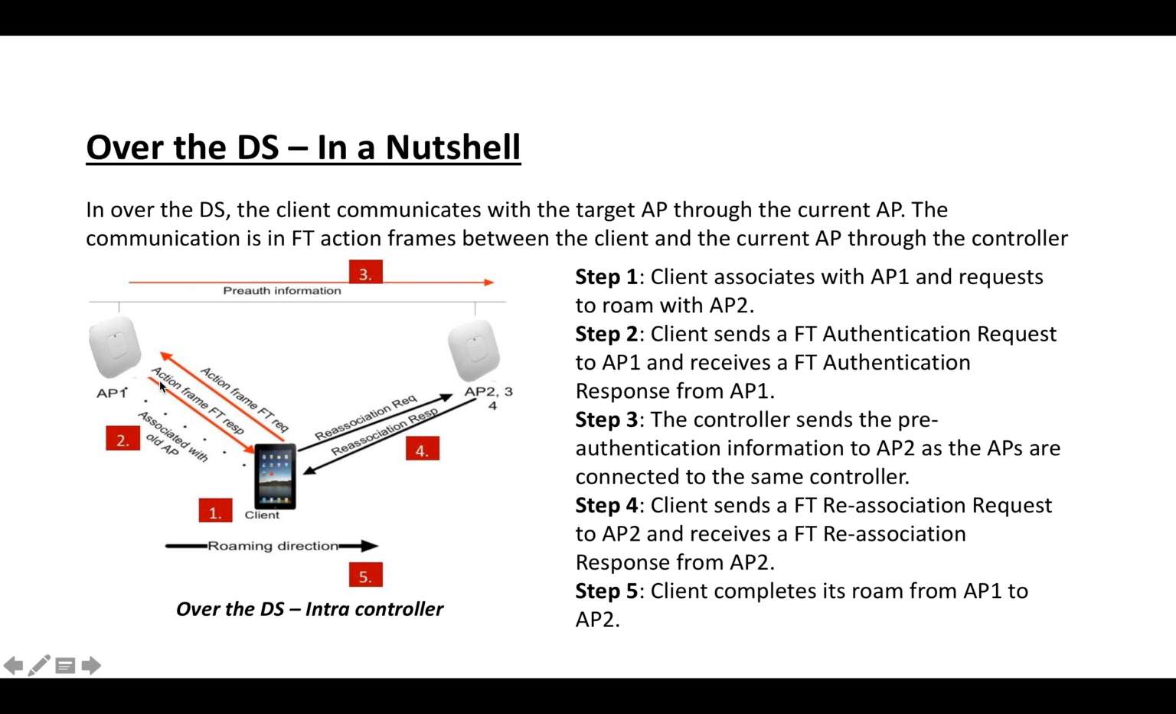Now, in this case, the controller sends out the pre-authentication information to AP2. So here it's not through the air anymore. It is through the distribution system, as in AP to the controller, and since both the APs are on the same controller, AP2 comes to know that this is all the information for this particular client from the controller itself. After that, the client sends out a reassociation request, and the AP sends out a reassociation response. And this way the client goes ahead and completes the roam.